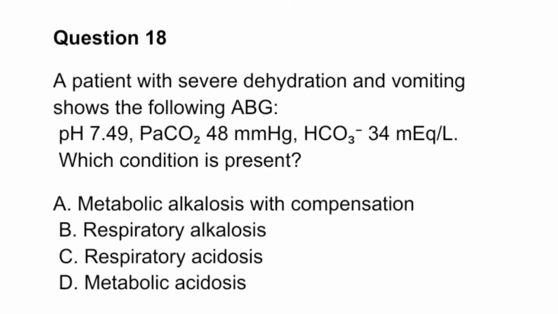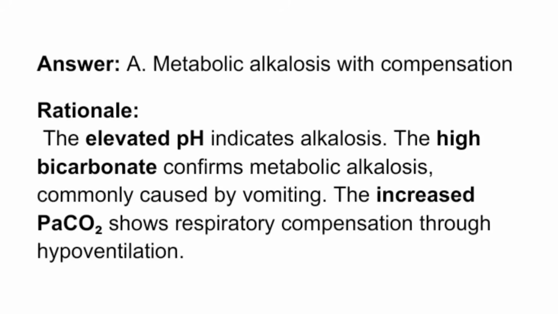Question 18. A patient with severe dehydration and vomiting shows the following ABG: pH 7.49, PaCO2 48 mmHg, HCO3- 34 mEq/L. Which condition is present? A. Metabolic alkalosis with compensation. B. Respiratory alkalosis. C. Respiratory acidosis. D. Metabolic acidosis. Answer: A.